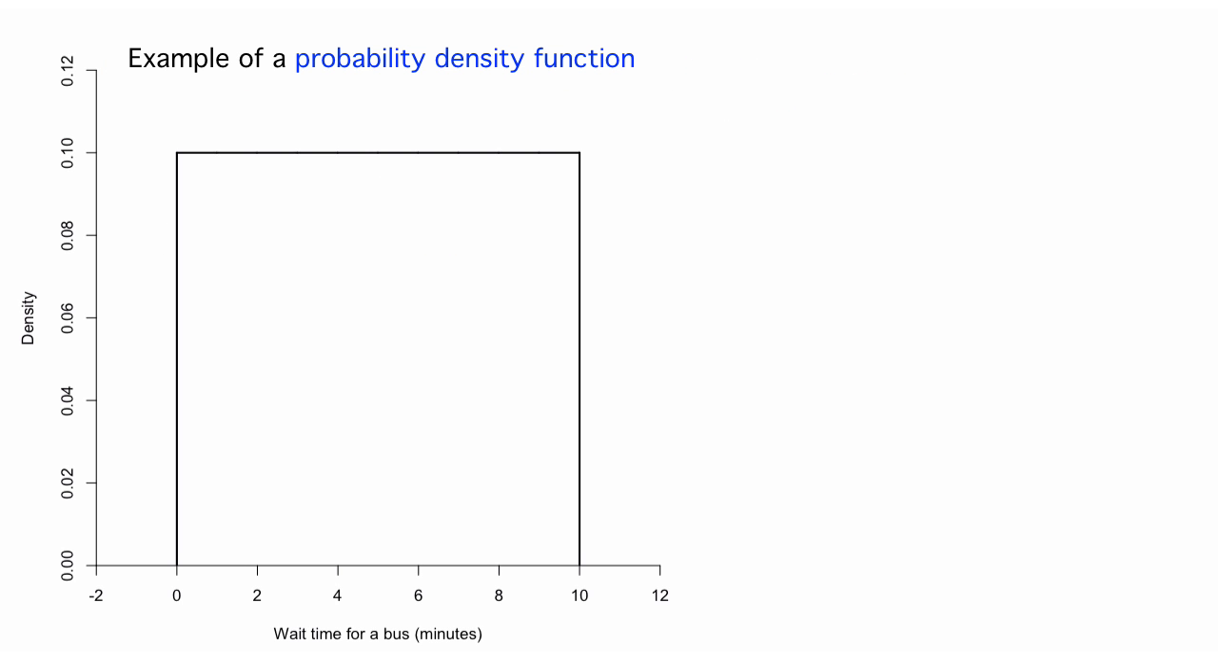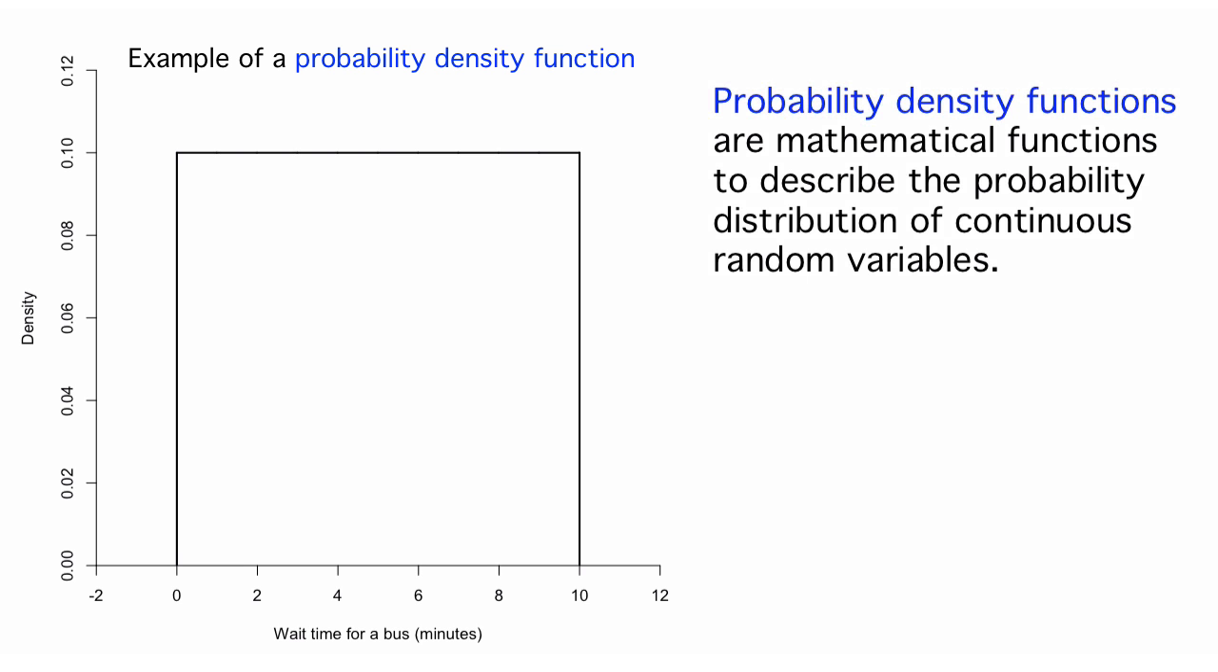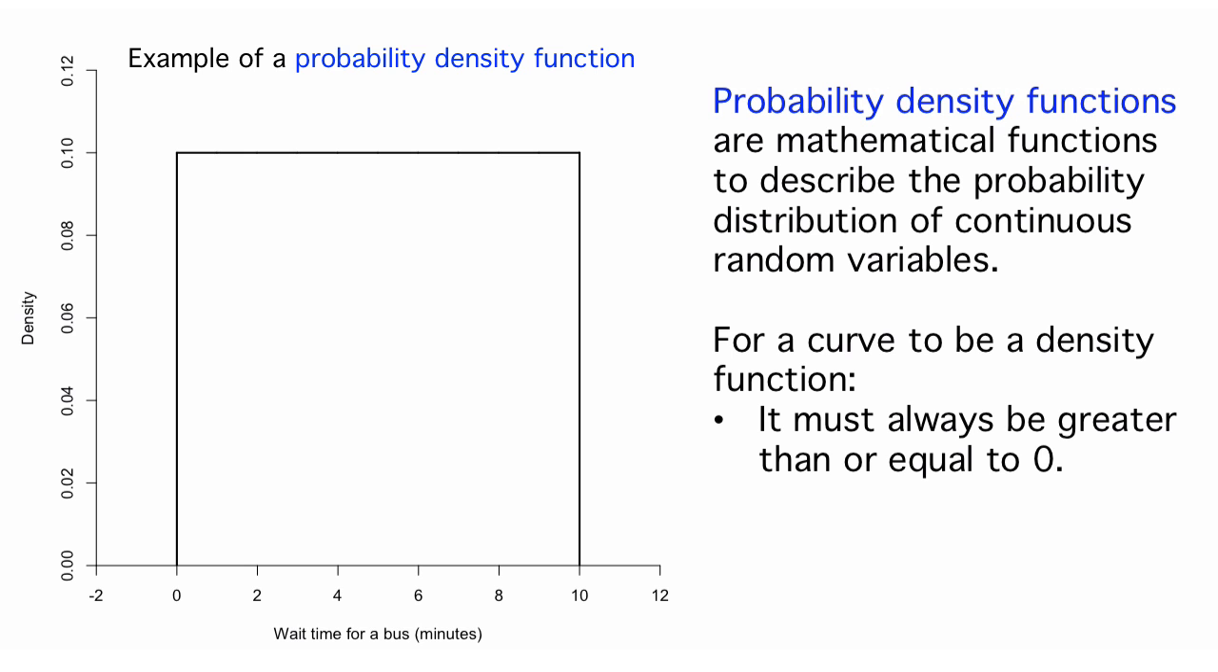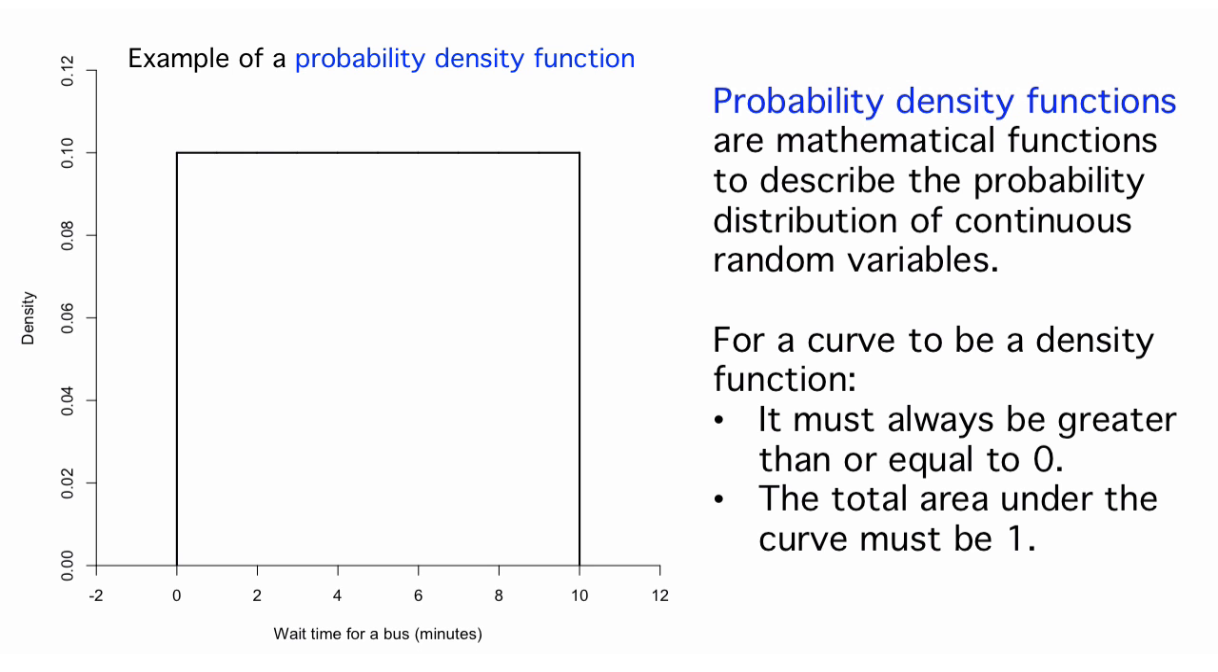Here's a little cleaner version of the probability density function for the waiting time for the next bus. Probability density functions are mathematical functions to describe the probability distribution of continuous random variables. A probability density function is a curve that must satisfy two conditions. It must always be greater than or equal to 0. We can't have negative probabilities. And since the probability that something happens is 1, the total area under the curve must equal 1.